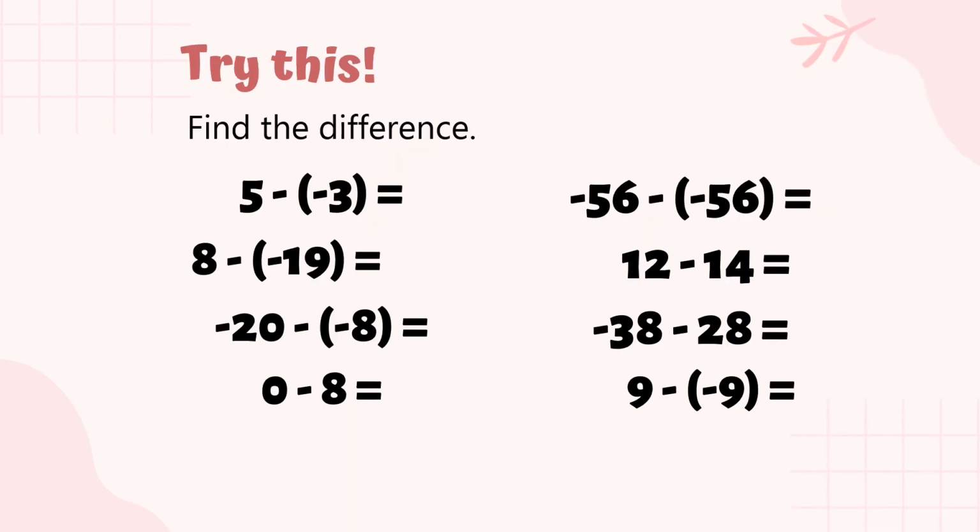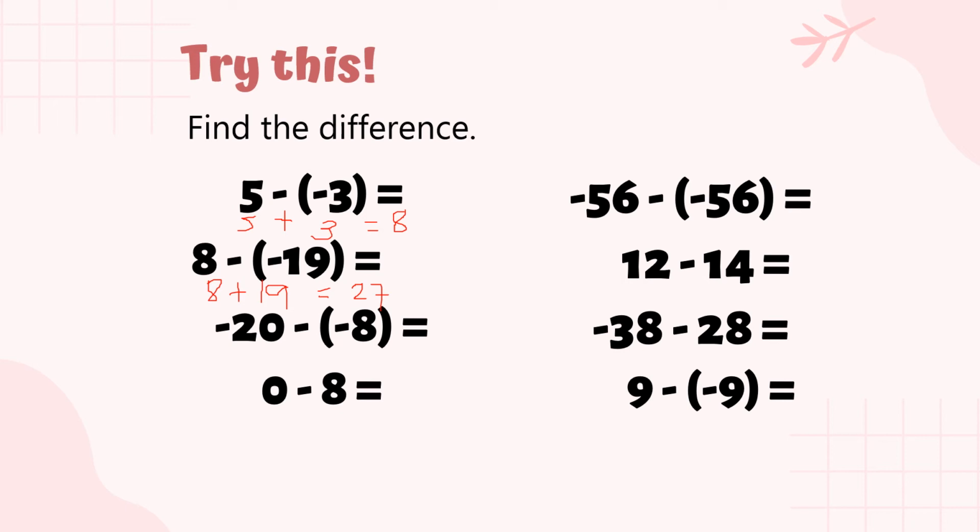So let's try this. Find the difference. So 5 minus negative 3. So we simply copy 5. We proceed to addition and change the sign of your subtrahend. This will become positive 3. And the result is positive 8. Another one. 8 minus will become plus. Negative 19 will become positive 19. So, both are positive. So, the result, 8 plus 19 is 27.